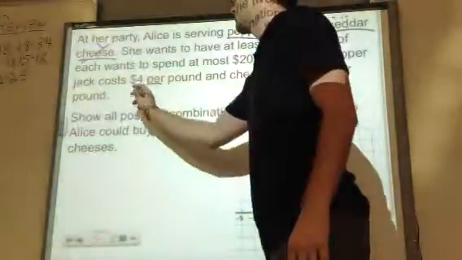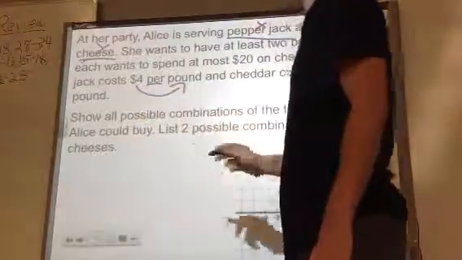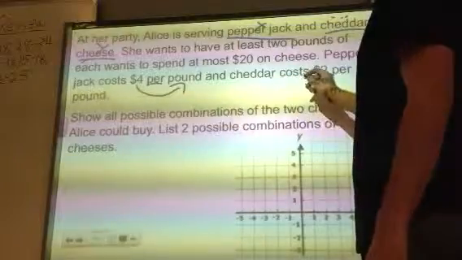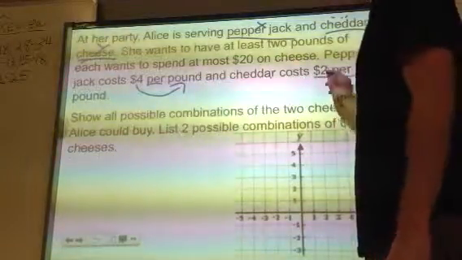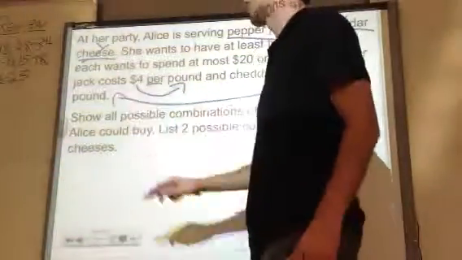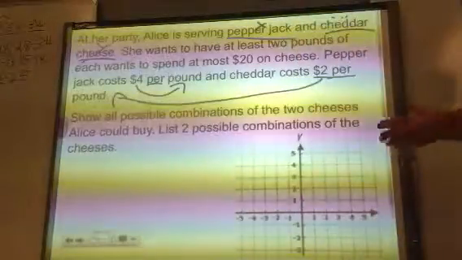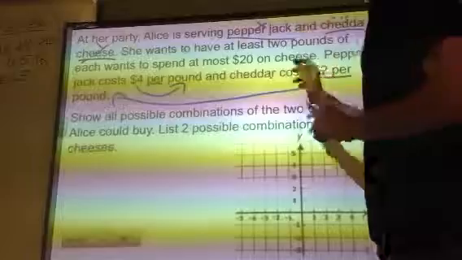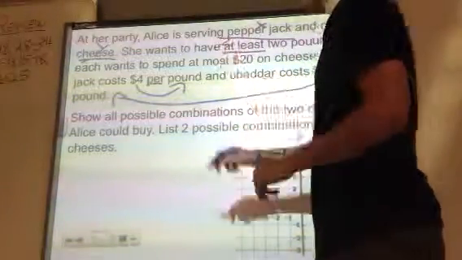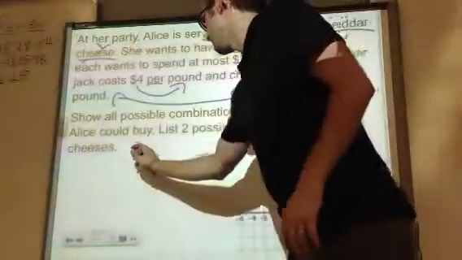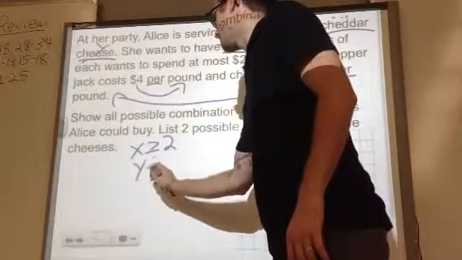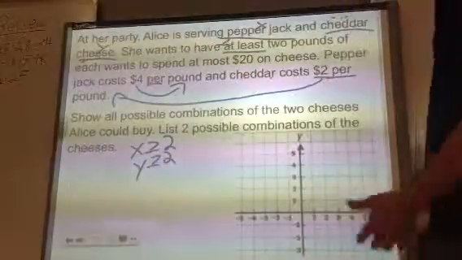Per means we're going to multiply. It's $4 per pound of pepper jack cheese. It's $2 per pound of cheddar cheese. Okay, so x is pepper jack pounds, y is cheddar cheese pounds. She wants at least 2 pounds of both, so at least is going to be greater than or equal to. So x, pepper jack pounds, has to be greater than or equal to 2. y, cheddar cheese pounds, also has to be greater than or equal to 2.